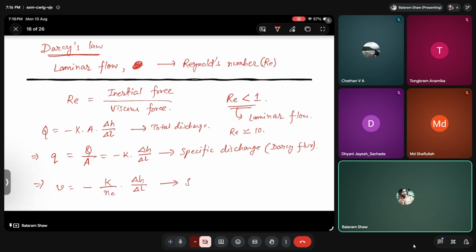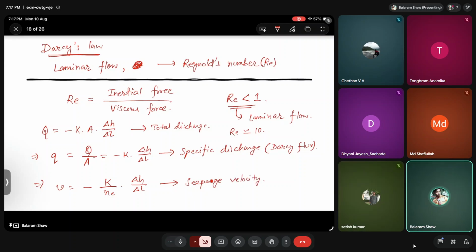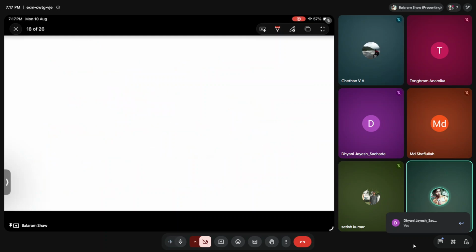This is seepage velocity. There is a small difference between the seepage velocity and the actual or the discharge velocity, but for now you just note that it is the seepage velocity we are talking about. Okay, so till this everything is clear. Then we'll move to the question answers.